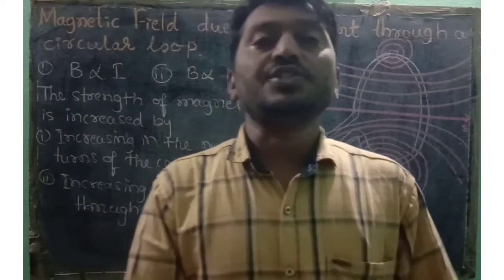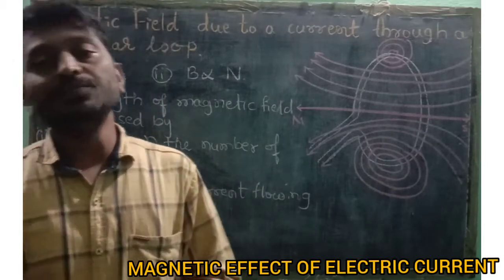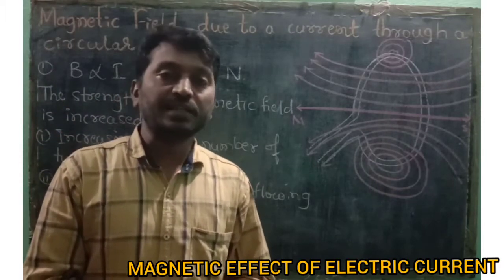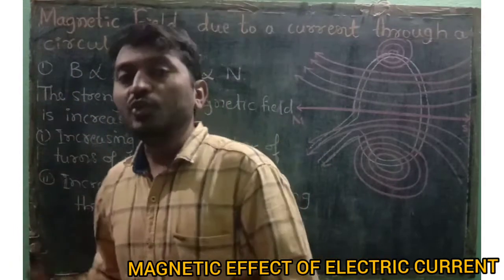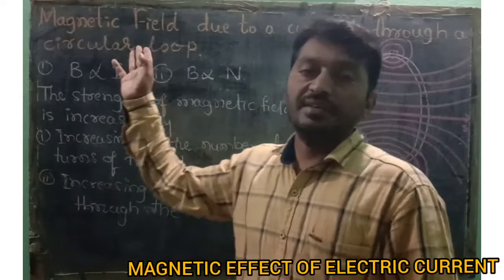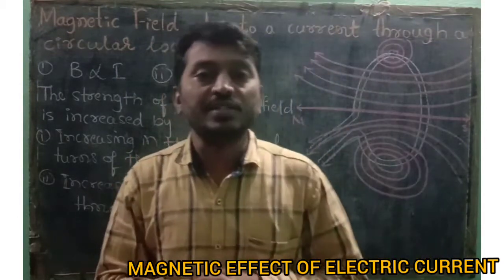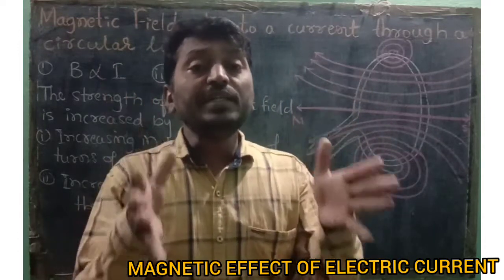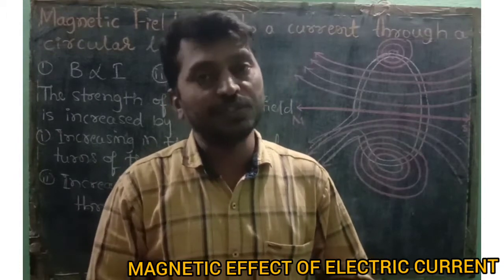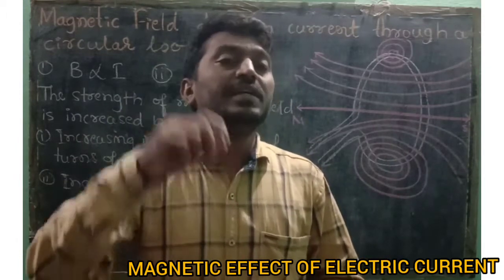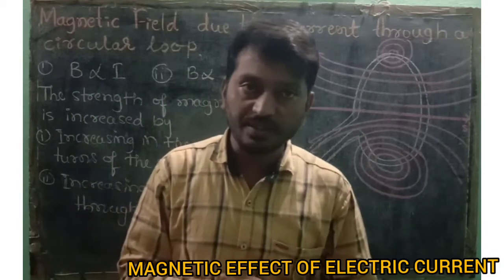In the last session, we already discussed some important points about the magnetic effect of electric current, right? Today we are going to study the continued part of the magnetic effect of electric current. In the last session, we discussed that when current flows through a straight conductor, a magnetic field is produced in the form of concentric circles, right?